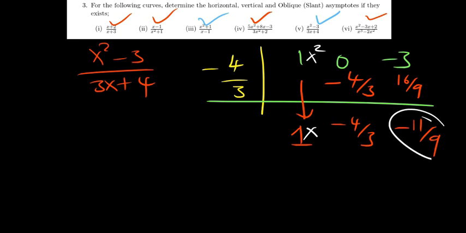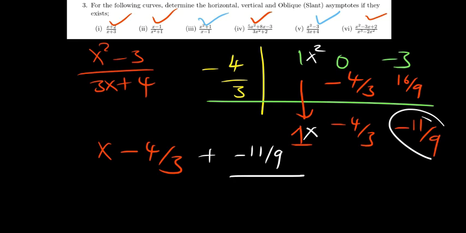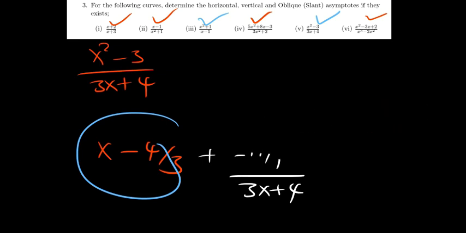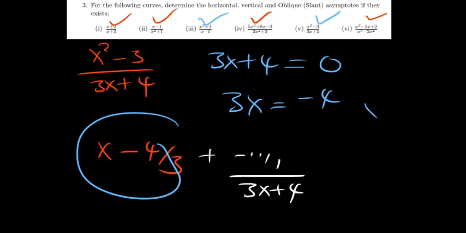So therefore you have x minus 4 over 3 as your quotient, and then plus the remainder, negative 11 over 9, divided by the divisor. So therefore this is a slant asymptote. Then for the vertical asymptote, as usual, equate the denominator to 0. So 3x plus 4 equated to 0. You have 3x being equal to negative 4. So x becomes negative 4 over 3. That's your vertical asymptote. So that's how you handle question 3 with positivity and confidence.